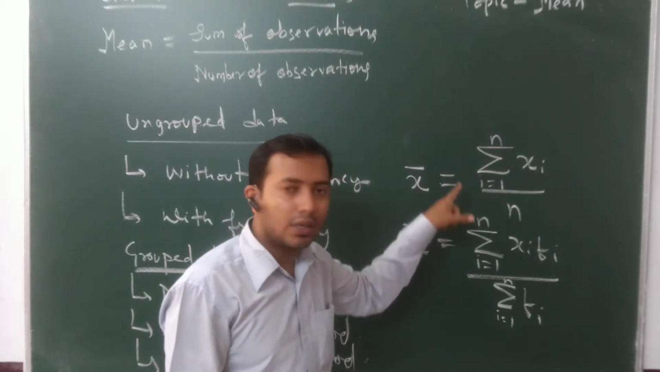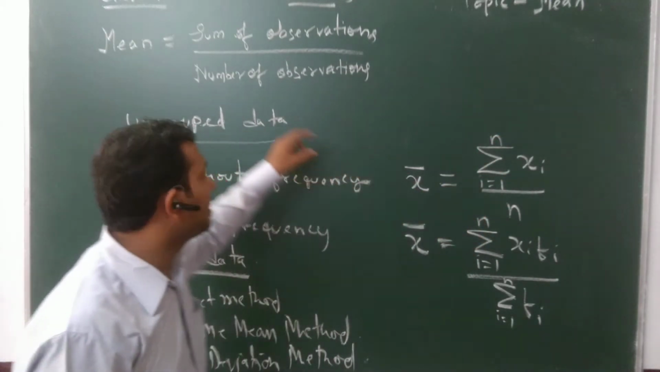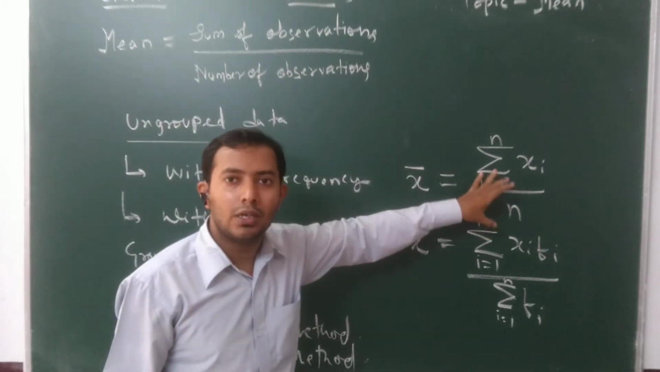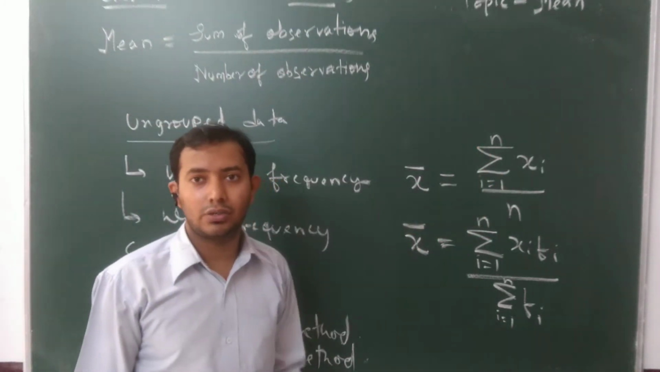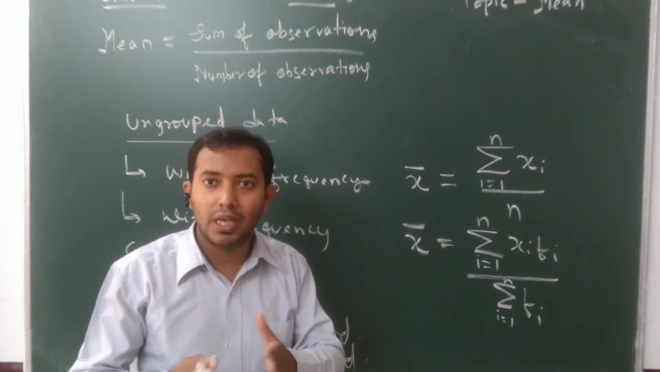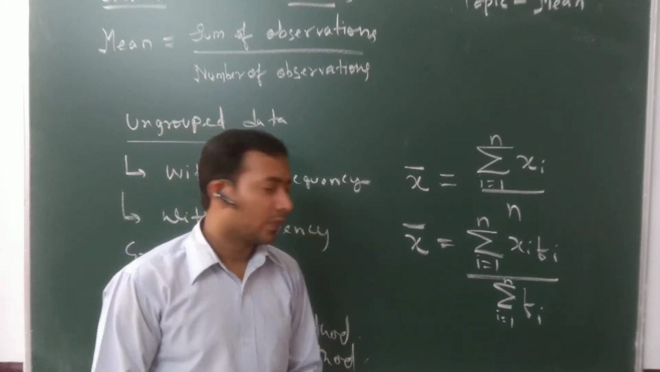Now, how does it come here? With this statement, how is it possible to write like this? This is our target. I will try to explain it with the help of an example. Okay, let's start.